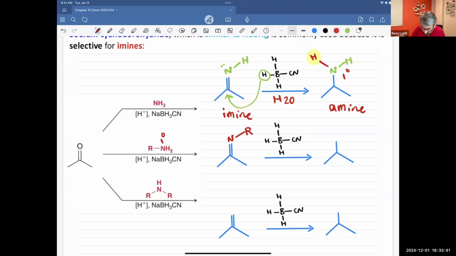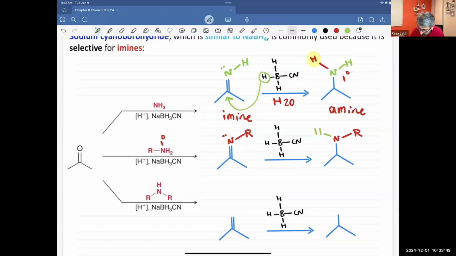attached to R. Yes, we have a lone pair again there. And now I go N attached to R. And there will be one hydrogen also attached to it. And we will have a lone pair. This is going to be a secondary.